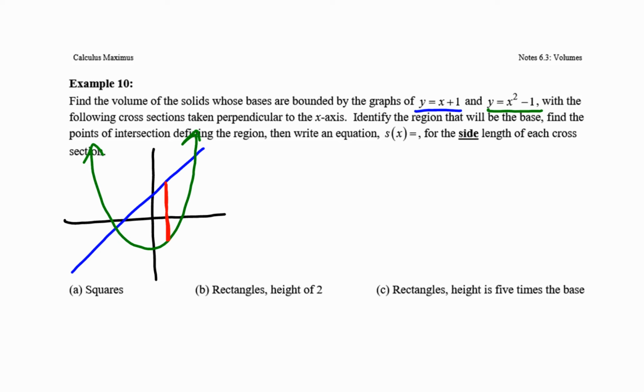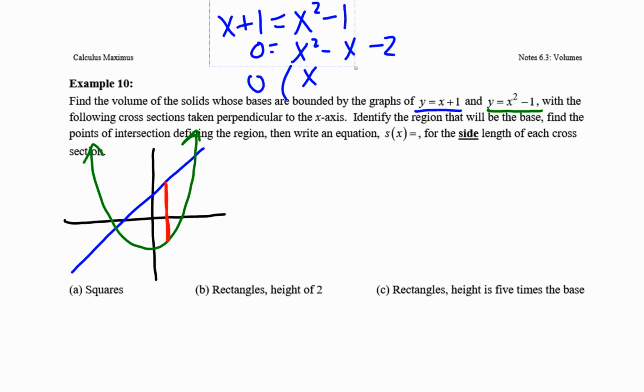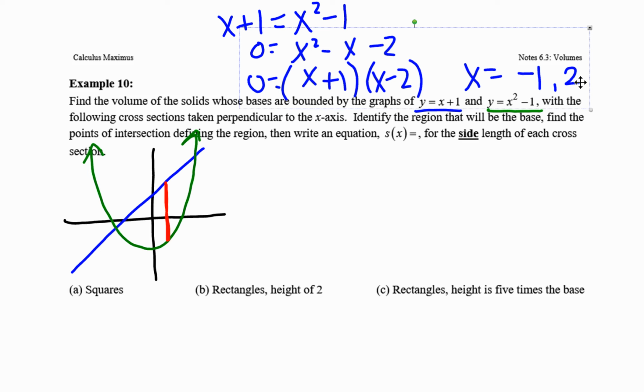Find the points of intersection. Okay, so let's get back to the pen. Where does x plus 1 equal x squared minus 1? Let's move everything to one side. So we get x squared minus x minus 2. So that'd be (x plus 1)(x minus 2). So they intersect at -1 and also 2.